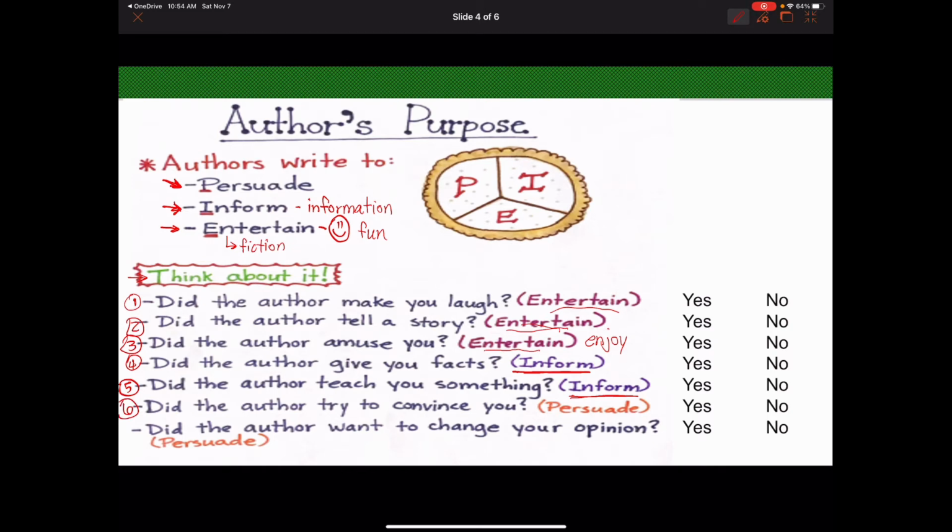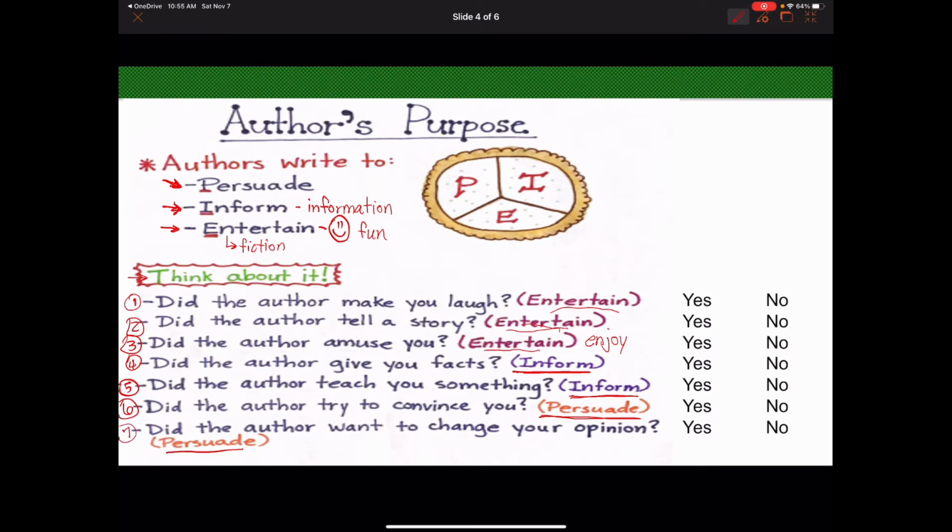Did the author try to convince you? Remember, convince means that you're trying to get someone to think the same way that you do. You're trying to get them to agree with you. And if that's the case, then they are trying to persuade. And the last question we can ask is, did the author want to change your opinion? Meaning, did they try to change your mind about something? If they did, they were trying to persuade.